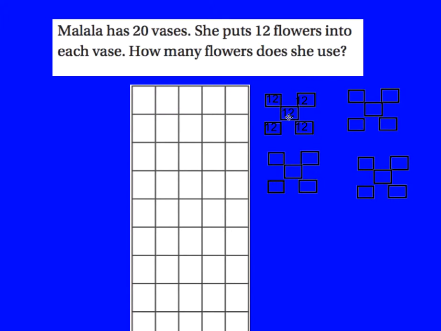Okay, so I'm not going to put 12 in all of them, but we can get the idea. There should be a 12 in each of the vases. So I'm going to say this is the same thing as repeated addition, or the same thing as 20 times 12.